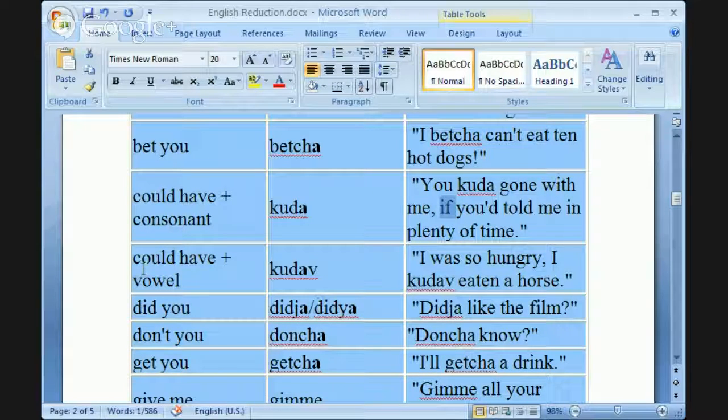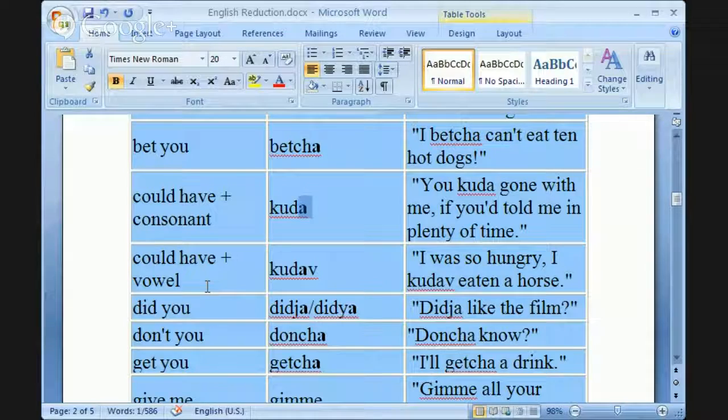All right, excellent. Now, I want to point out to you and to everyone else, notice could have plus a consonant. We drop the V sound of the have completely. Coulda. In fact, the 'have' is basically, again, a schwa sound. Coulda.